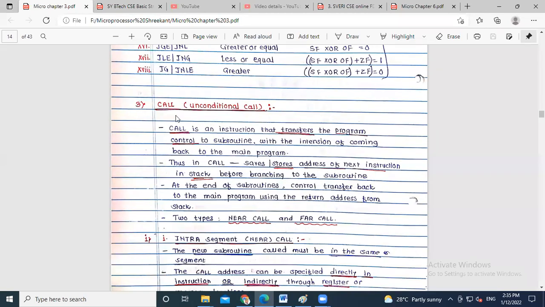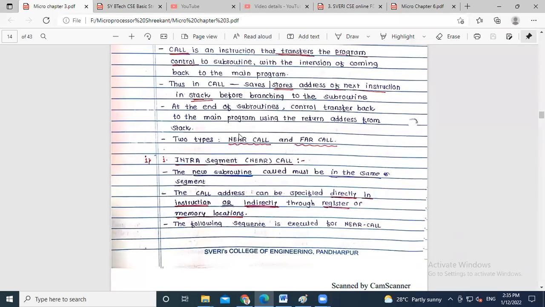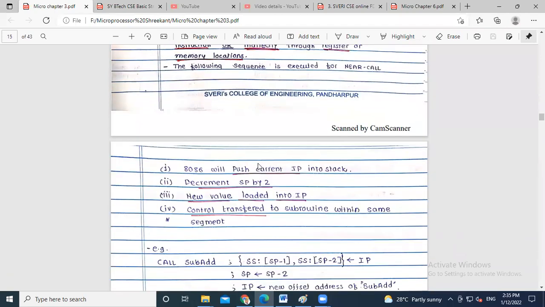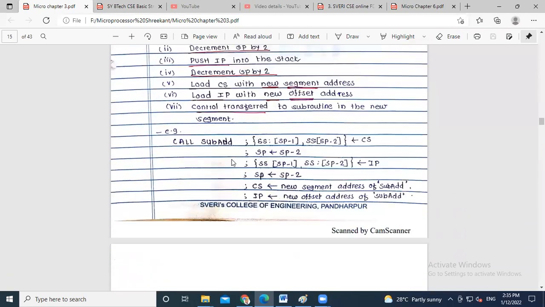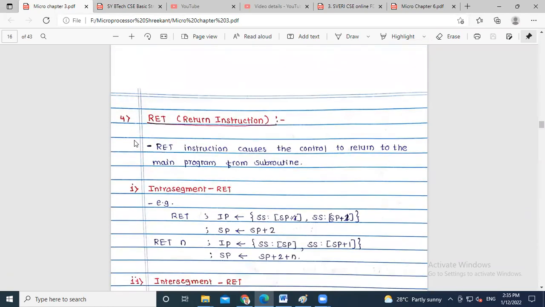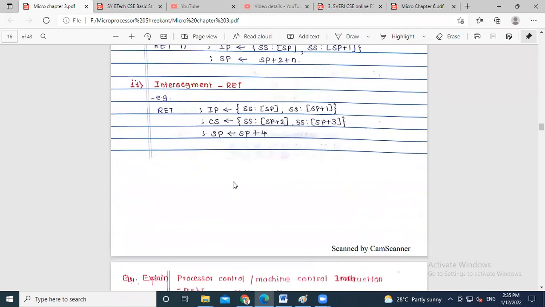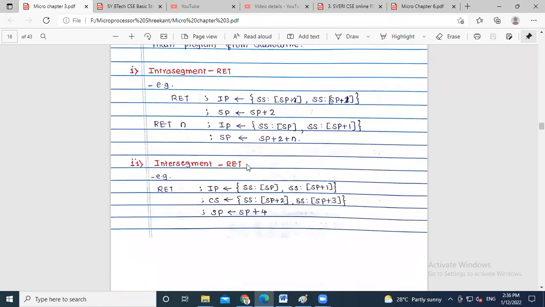And in the third category, we studied unconditional call. In that again there are two types, intrasegment and intersegment. These are the things we studied, and we studied the return statement for the branching, the intrasegment return and intersegment return. This much we studied yesterday.